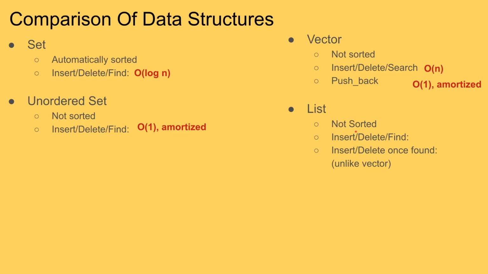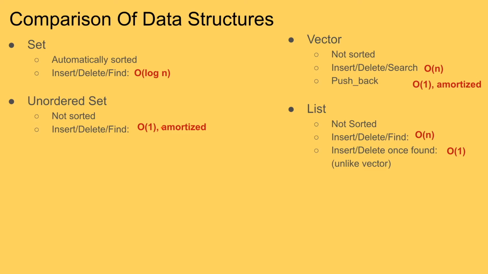A list also is not sorted. To find something and then delete or insert, that would take O(n). But if you know where exactly you want to insert or delete, unlike the vector, that would take O(1). So that means depending on these complexities, you may want to go with a set if you want, for example, to keep your nodes sorted, but you may want to go with unordered set if you don't want to keep them sorted, but the speed of find and delete or insert is more important to you.